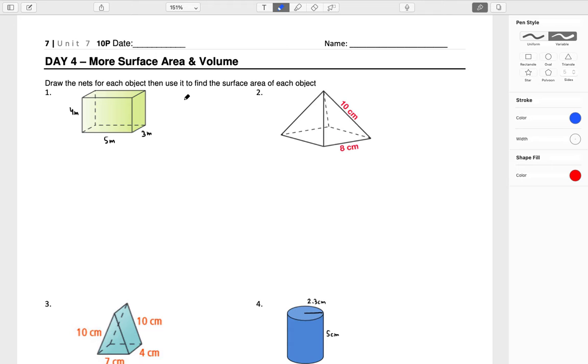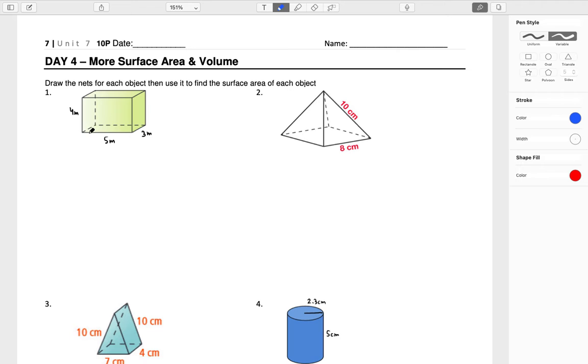Okay. Now, let's try some sample questions here. Example number 1. Draw the nets for each of the objects and use it to find the surface area of each object. So finding the surface area, it definitely helps when you know how to draw the net. It is not required, but if you are able to do it, that would be great. So in this case, we have a rectangular prism.